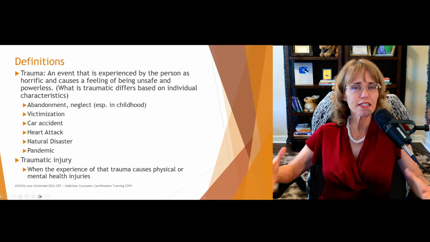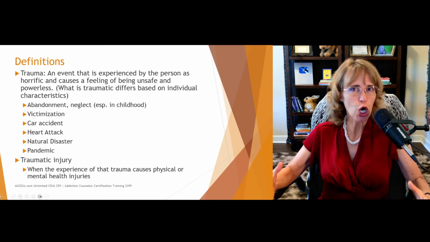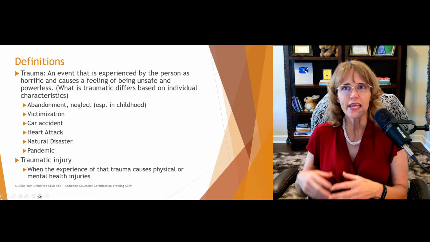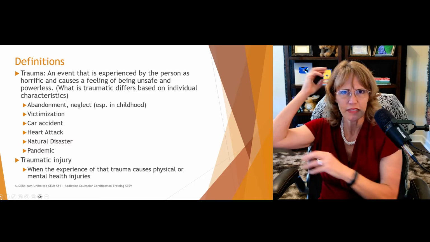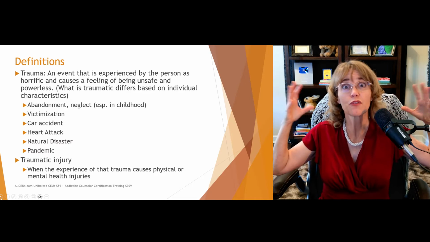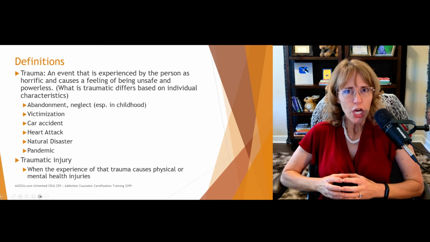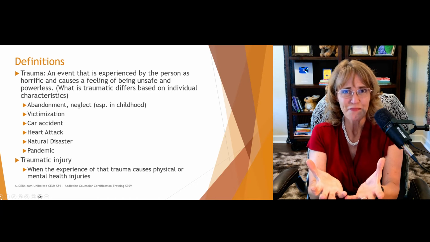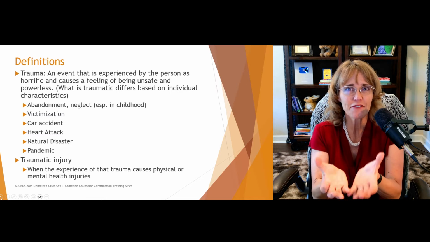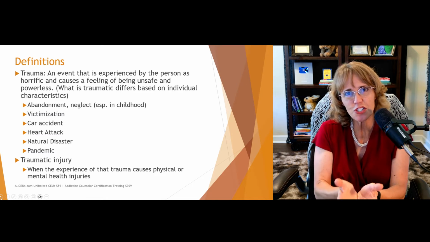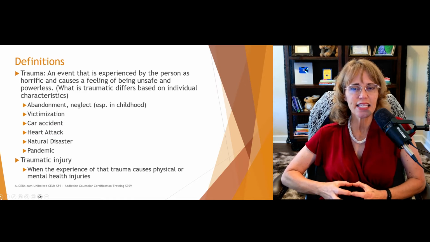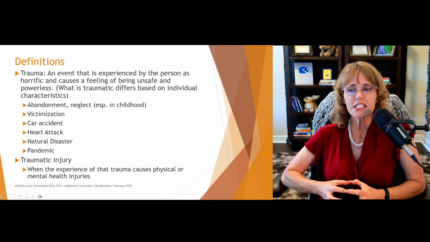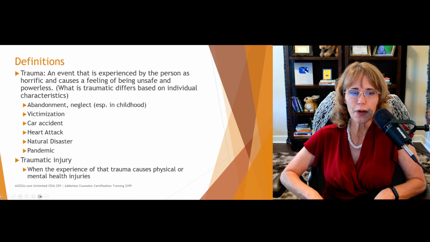Now, we can experience these things, we can experience traumas, and we can cope with them. We can assimilate and accommodate them and work them into our understanding of the world. But when we don't, when that trauma is just hanging out there and we're like, I don't know what to do with this. I don't know how to feel safe after this event happened. Then that starts to cause traumatic injury. And traumatic injury is when the experience of that trauma causes physical or mental health injuries or both.